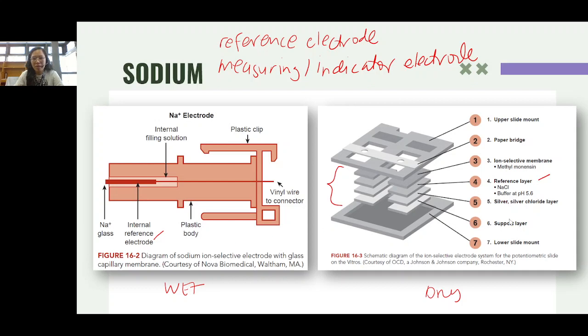Now, in terms of these electrodes, kids, what you need to remember is that your reference electrode, from the name itself, reference, meaning it is our standard or basis, and it is the electrode with a constant potential. Whereas your measuring or indicator electrode, from the word itself, measuring, is the one that responds to changes in the activity in our solution.